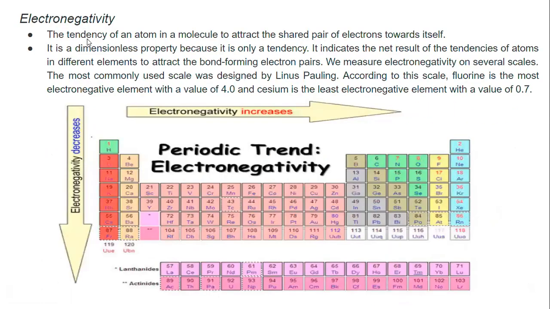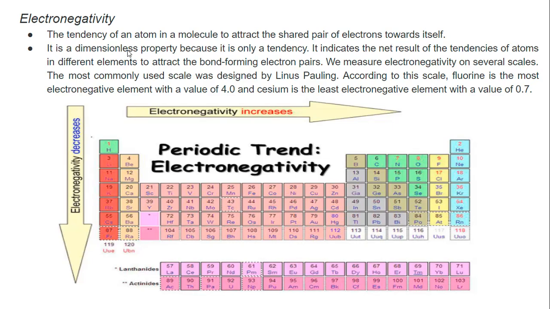Next is electronegativity. Electronegativity is basically the tendency of any atom in a molecule to attract the shared pair of electrons towards itself, or towards the nucleus. How much capability the nucleus has to attract the electron of the next atom, the atom which is going to pair up with the first atom. So the tendency of any atom to attract the electron of the next atom is known as its electronegativity.